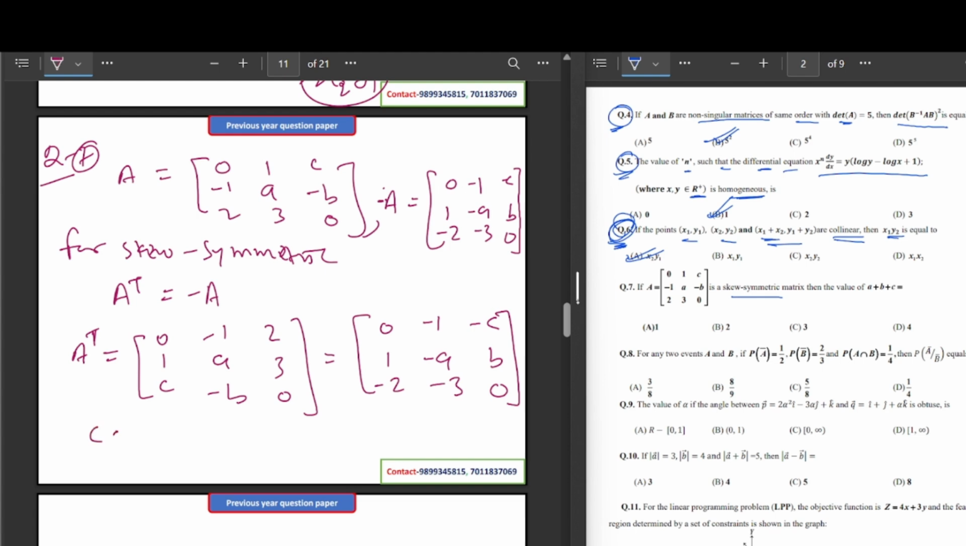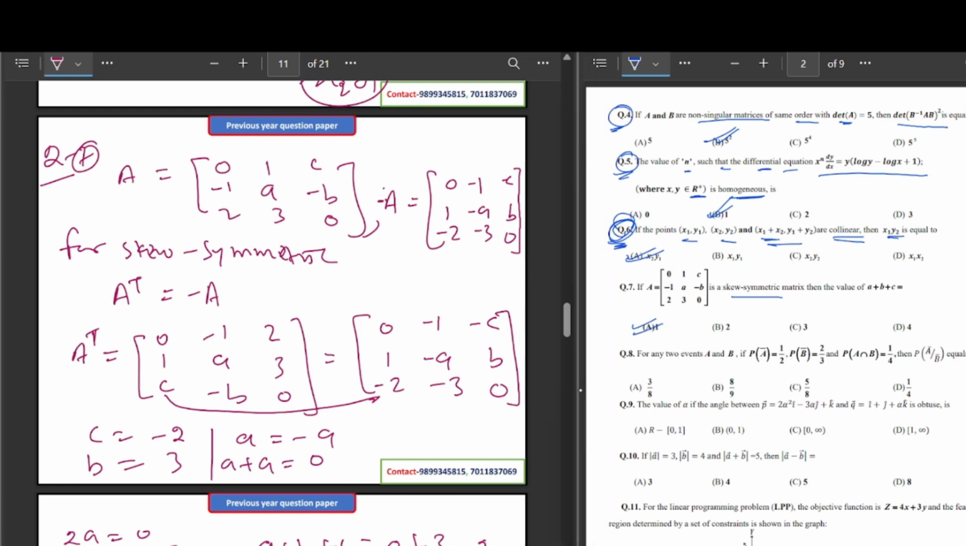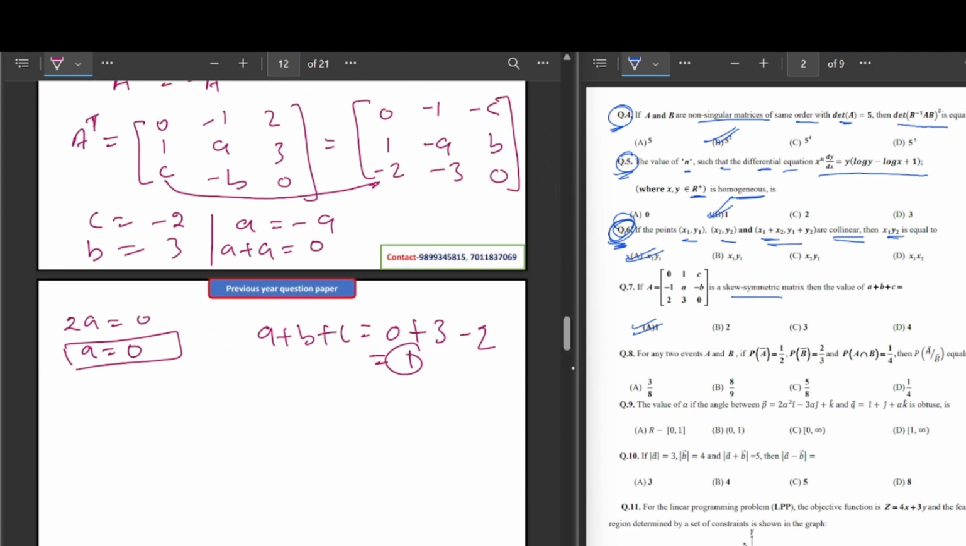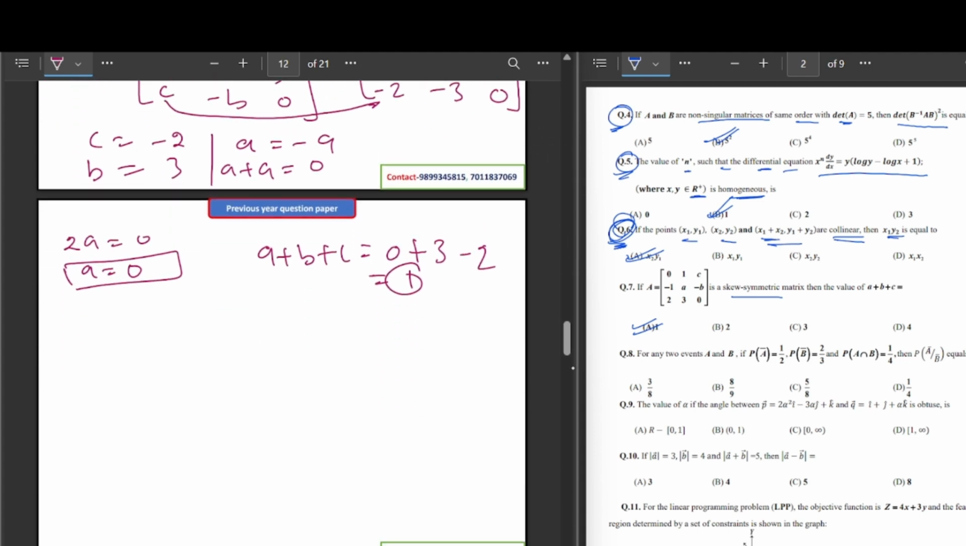C is equal to minus 2 and B is equal to 3, and for A is equal to minus A, we have to get this as 0. So 2A is equal to 0, so A is equal to 0. Now the question asks about A plus B plus C. A is 0, B is 3, and C is minus 2. The value is 1. So option number A is correct. Now question number 8.